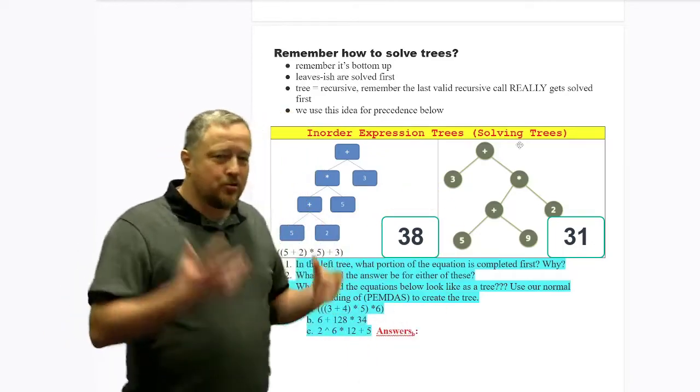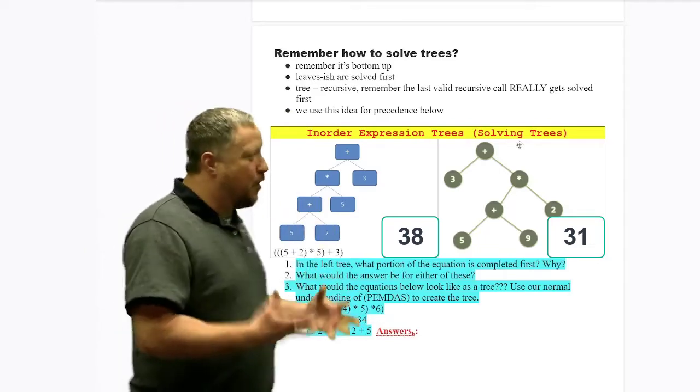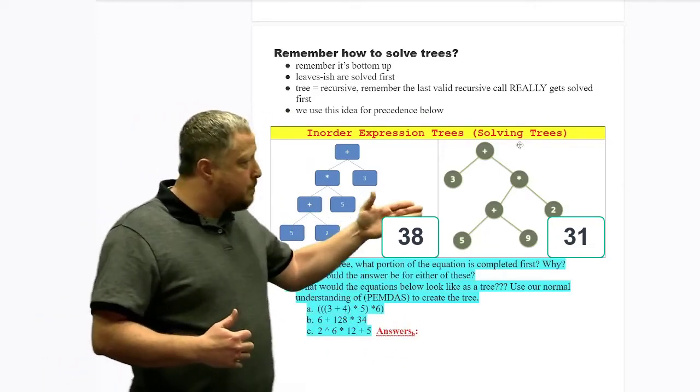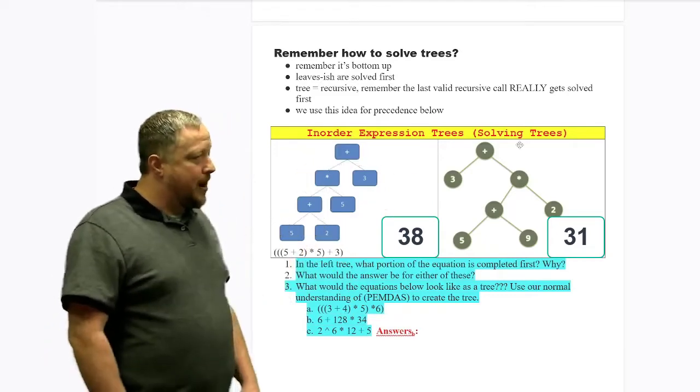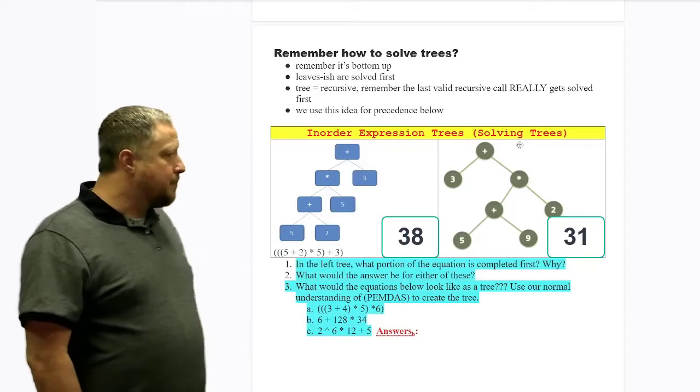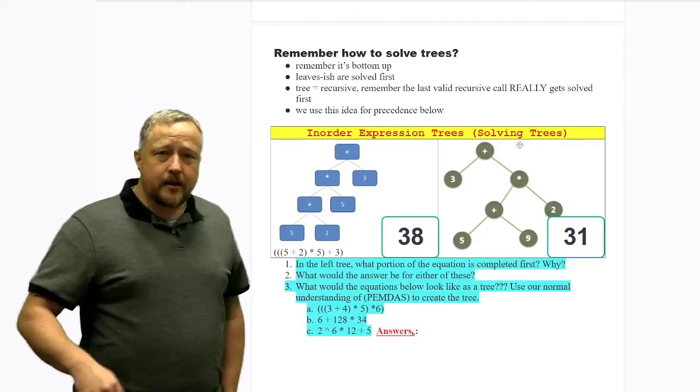So notice how the tree really, by default, tells us how to solve it, because otherwise we can't solve anything. We can only solve the very bottom of the tree and then work our way up as we start getting more and more solutions from the bottom up. And then number 3, we'll go over here in a sec.